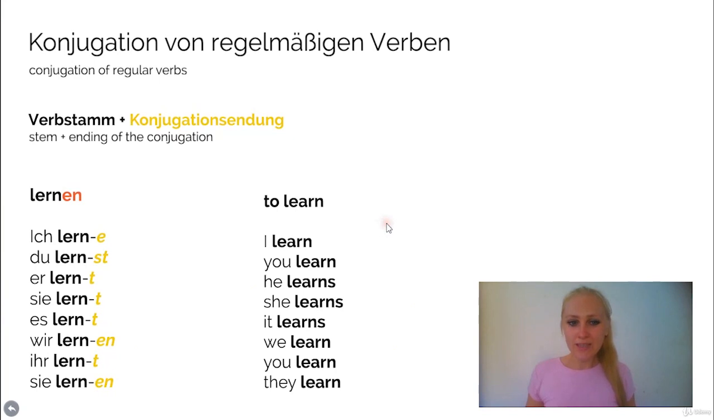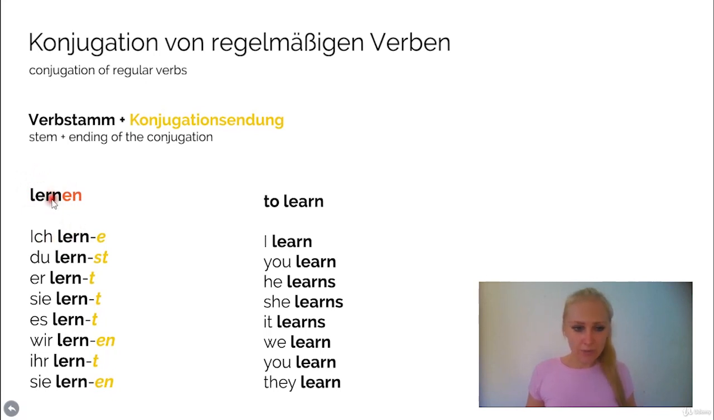So the first thing that you need to do before starting conjugating, you need the stem of the verb. Most verbs in German end with an -en, and the stem of this verb here, which is lernen, it means to learn, is lern. You have to take away the ending -en. What is left is called the stem, and to the stem you add the ending of the conjugation.